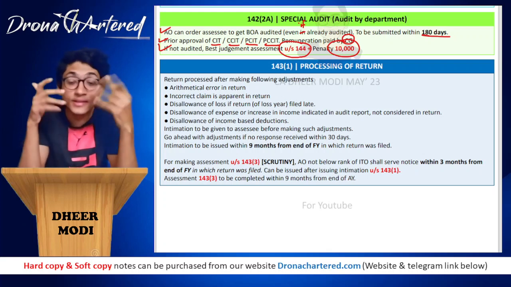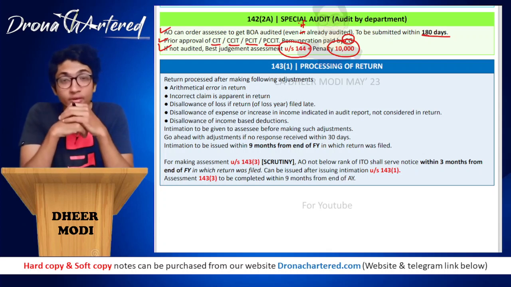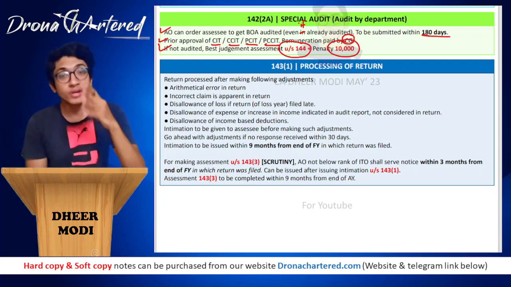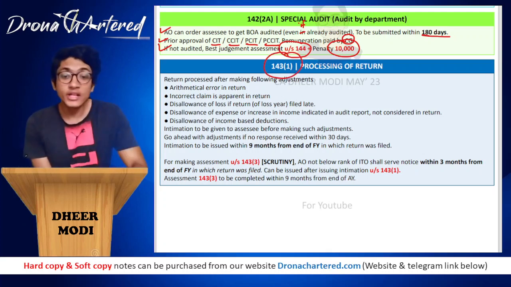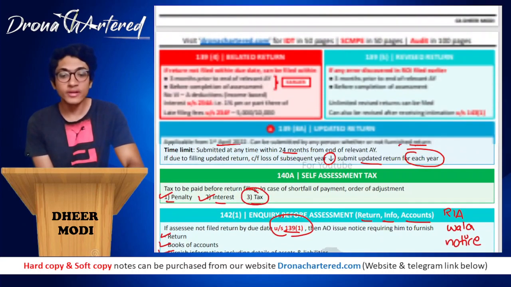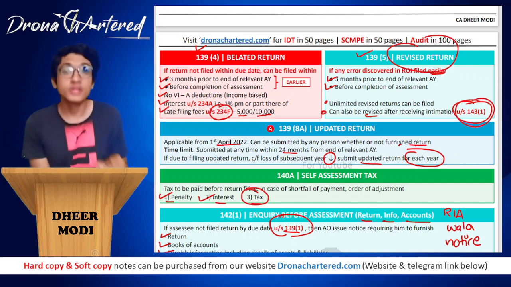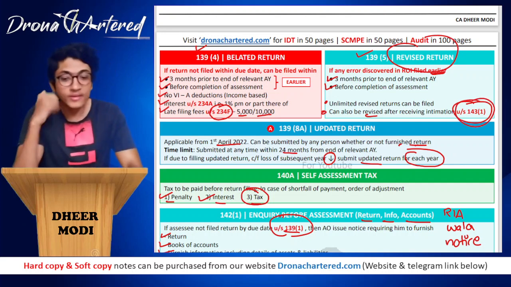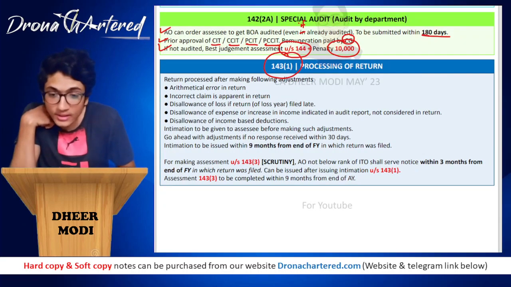Please start linking section numbers. If you remember, we did 143.1 where? We did 143.1 here: even if you have received a notice under section 143.1, you will still be allowed to revise your return. That means even if you have received intimation under section 143.1, we will still allow you to revise the return. Okay, so now your 143.1 is your processing of return.